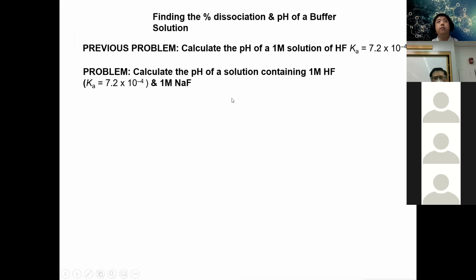I want you to go ahead and try out this calculation. This question should look very familiar because we have done the exact question with 1 molar HF. Now we're doing 1 molar HF plus 1 molar NaF. A minus refers to the conjugate base. I'll give you a few seconds to start setting this up and then we'll go through it together.